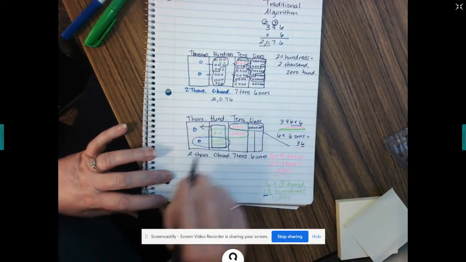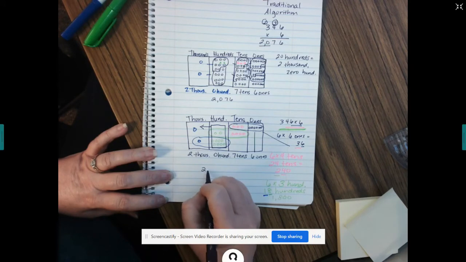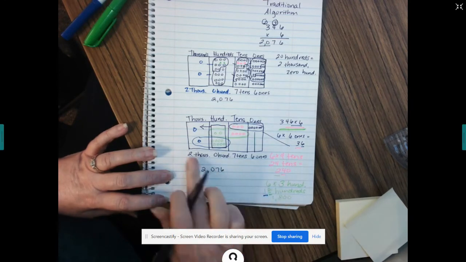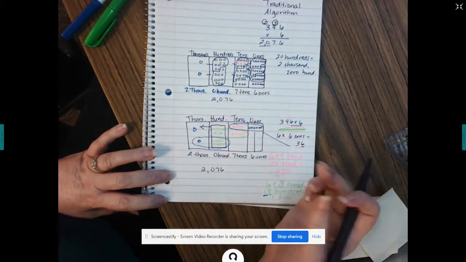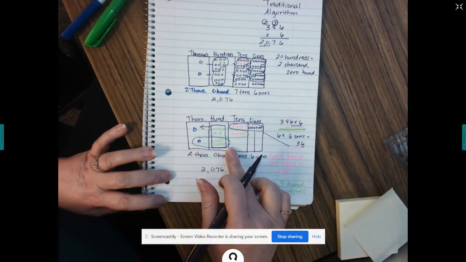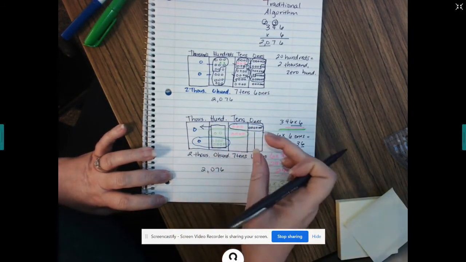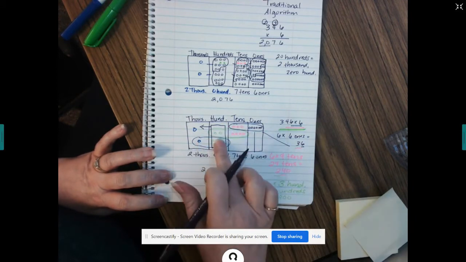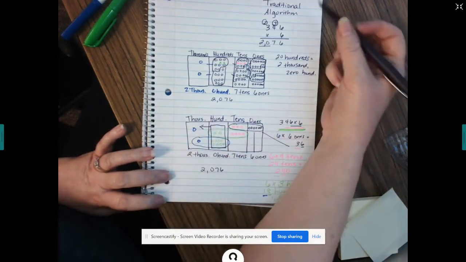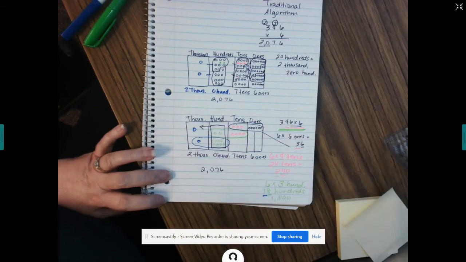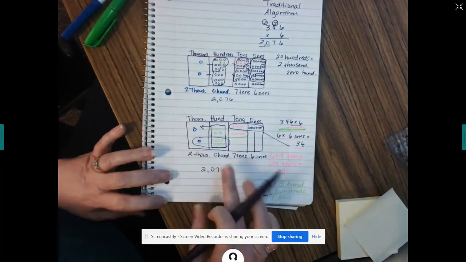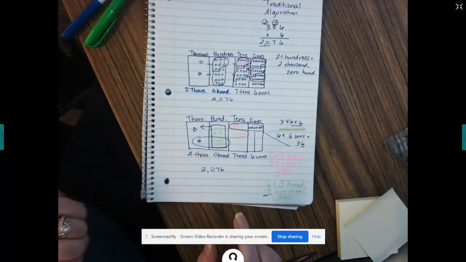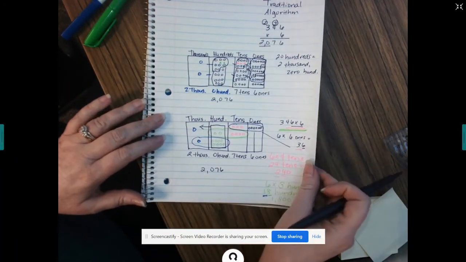Okay, so I do end up with the same total, but it's a lot more efficient. It's faster than drawing all of these ones, and you still get that conceptual regrouping here so that you can see why you have to shift things around. Okay, so these are two conceptual ways to multiply.